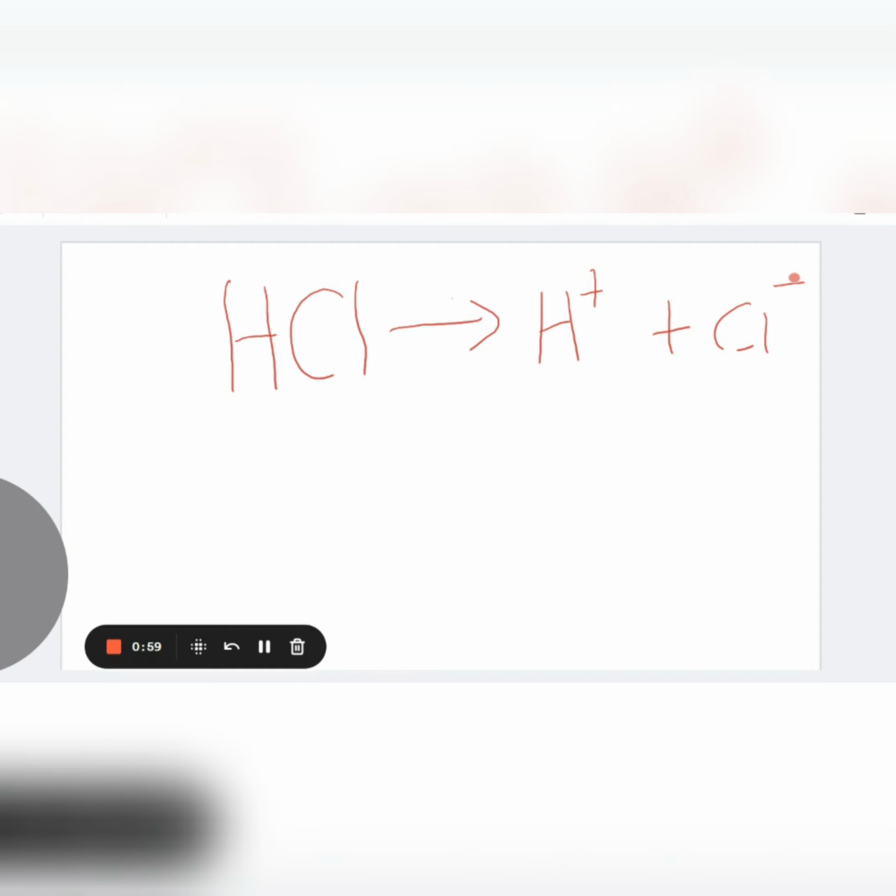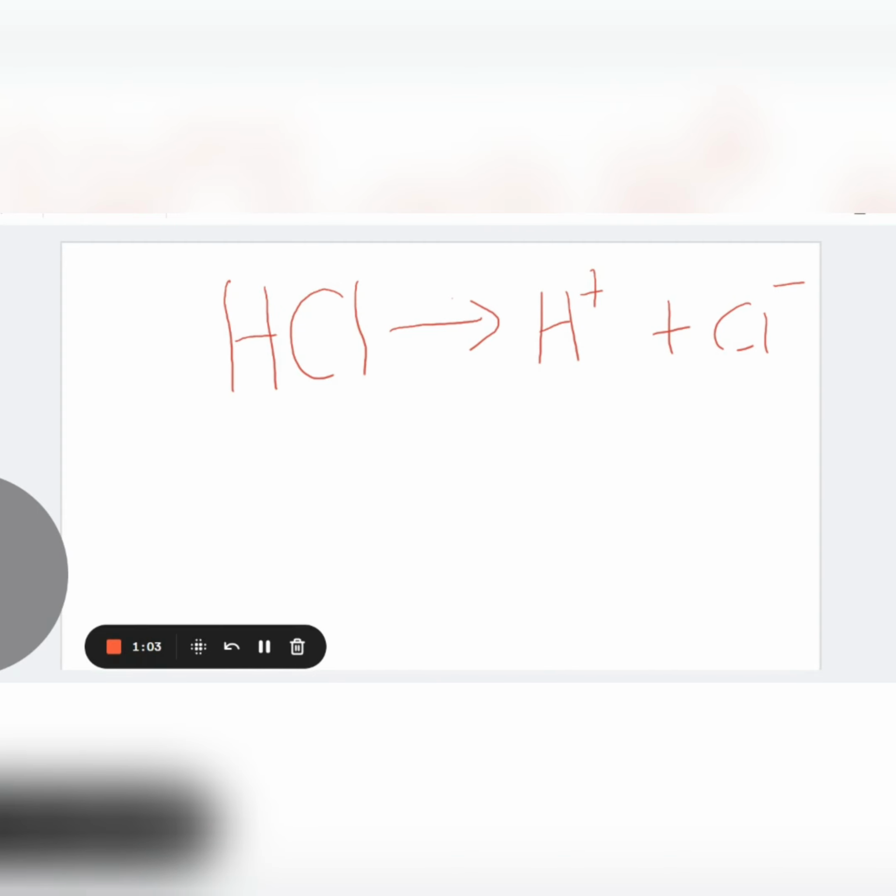So HCl is a strong acid, right? Now, when HCl dissociates, notice the arrow that we're using here. This is a full dissociation arrow, so it's going to completion. It completely changes to H plus ions and chloride ions on the right hand side. Okay, so this is a full dissociation.